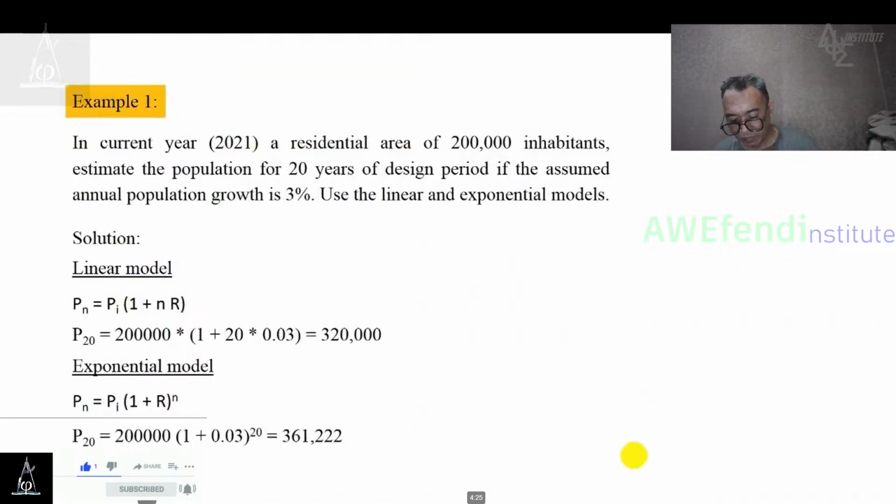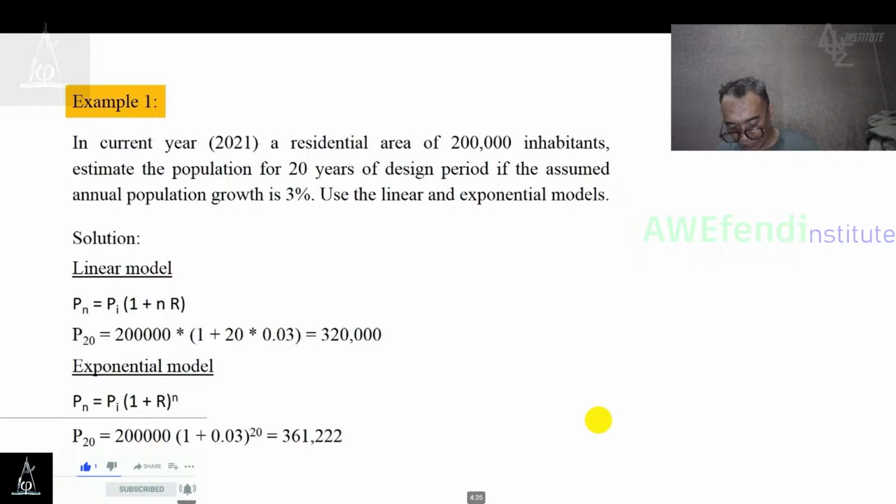Example 1. In current year, 2021, a residential area of 200,000 inhabitants. Estimate the population for 20 years of design period if the assumed annual population growth rate is 3%. Use the linear and exponential models.